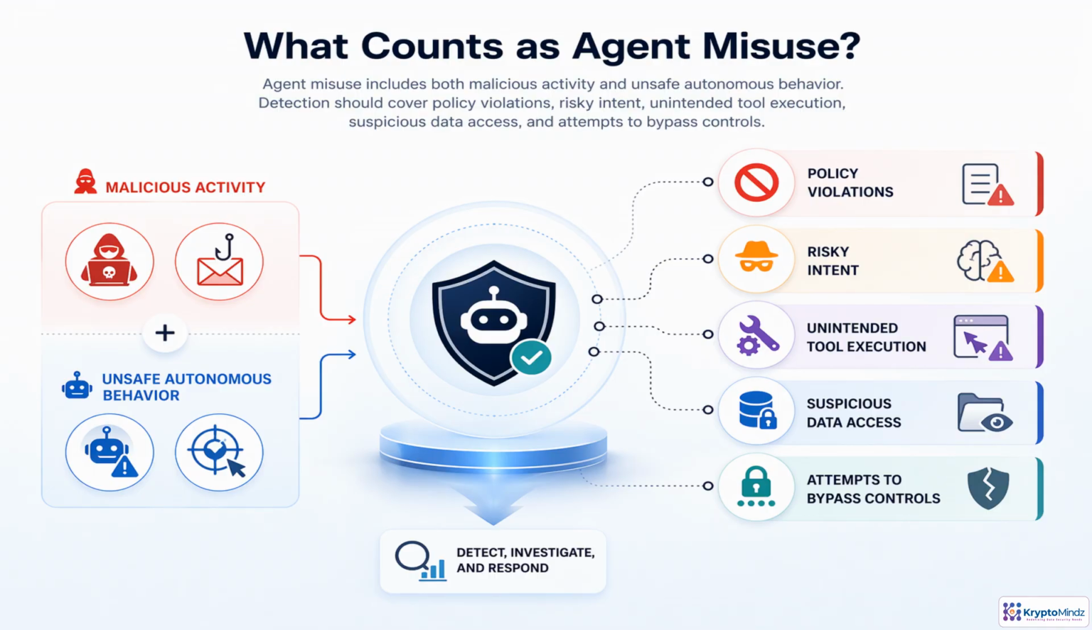Agent misuse is broader than a bad actor giving harmful instructions. It also includes cases where the agent, acting autonomously, takes unsafe steps. A strong detection model watches both clear violations and softer warning signs. Explicit misuse might be an unauthorized API call, a blocked CRM export, or an attempt to reveal sensitive records. Suspicious misuse is more behavioral: unusual retrieval volume, access to unfamiliar domains, or tool use that does not match the user's task. The key is to monitor intent, action, data access, and control bypass together, then investigate before small anomalies become incidents.